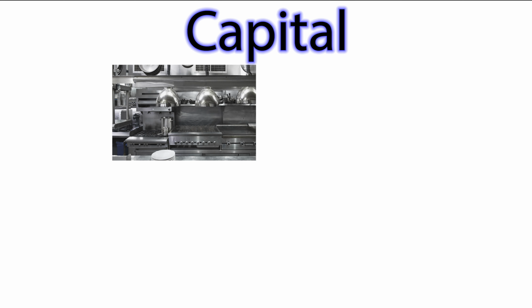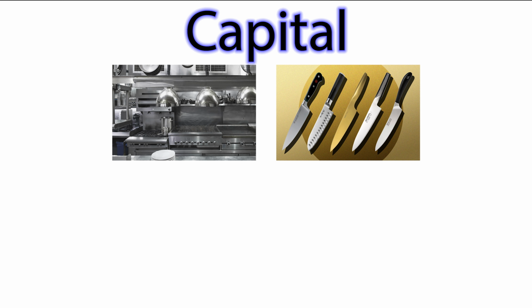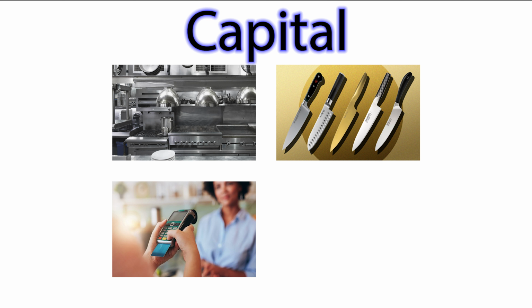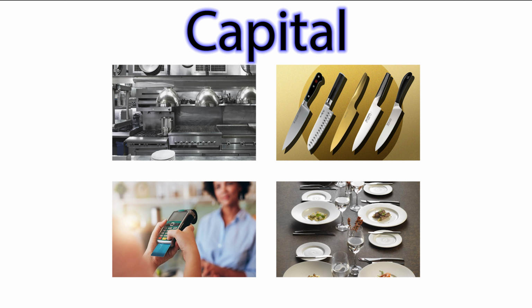For capital, in a firm like a restaurant, we're thinking of things like the cookers, the fridges, the freezers in the kitchen, the machines, any knives and other kitchen utensils that the chefs may use, the credit card readers and the computers that the waiting staff may use, and even, I suppose, the cutlery and the crockery that the customers use could be capital as well.